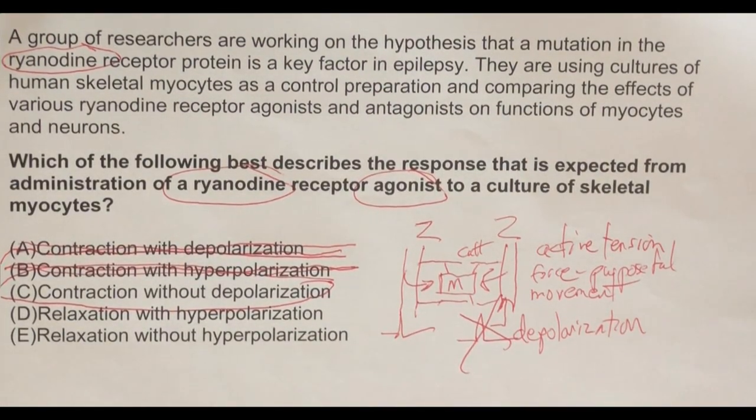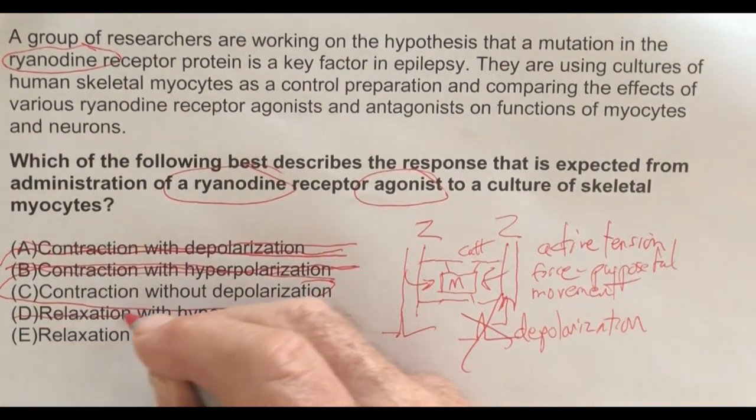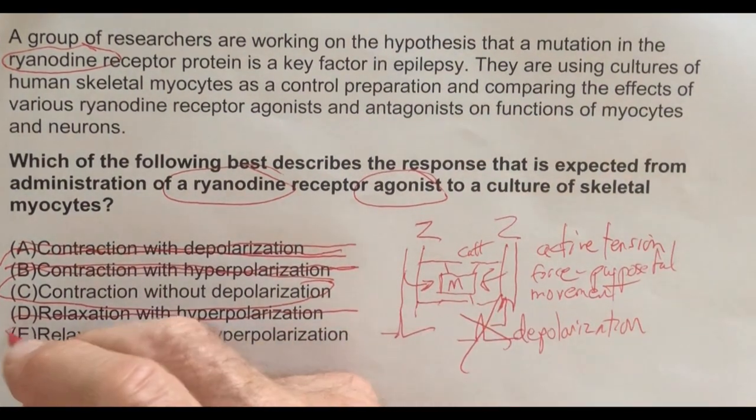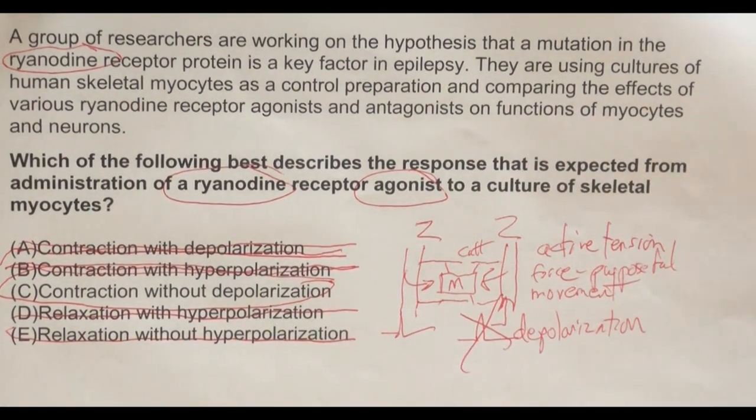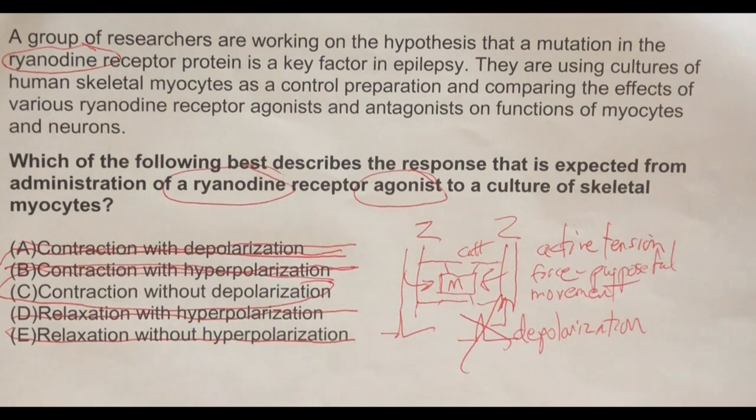Now D and E are both dealing with relaxation. If you know anything about that ryanodine receptor, if we release the calcium, we're going to get contraction, not relaxation. So D and E are eliminated, and we're stuck with C as being the most appropriate and very best answer.